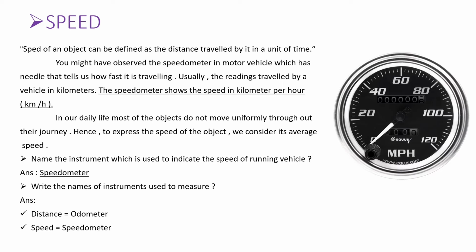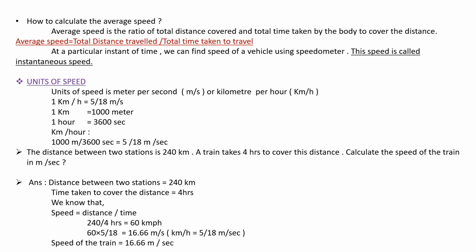Hence, to express the speed of an object, we consider its average speed. Name the instrument which is used to indicate the speed of running vehicles. Write the names of instruments used to measure distance: odometer. Speed: speedometer.